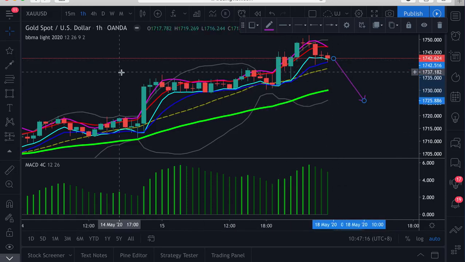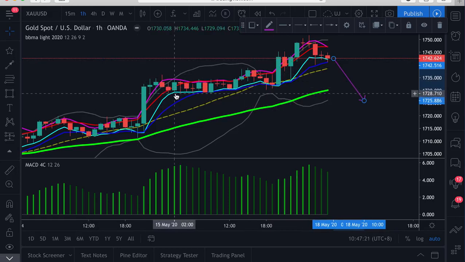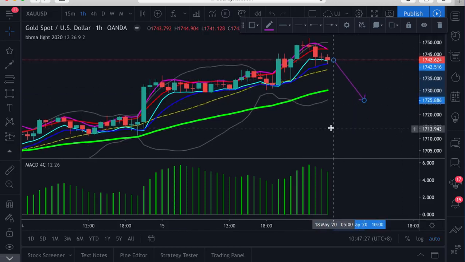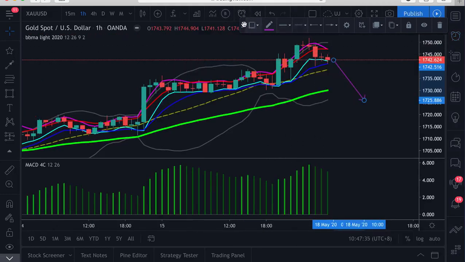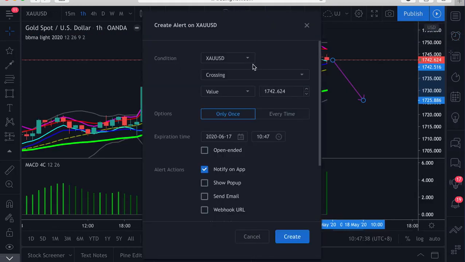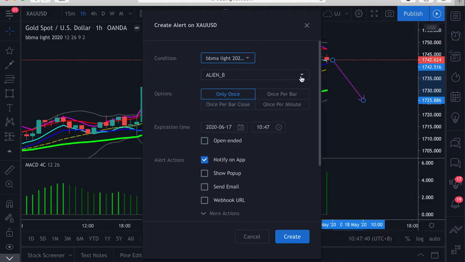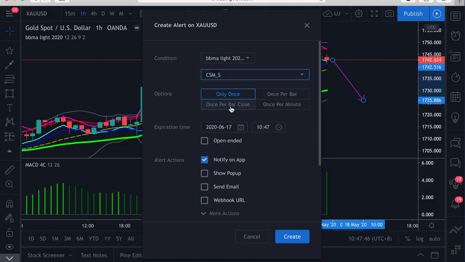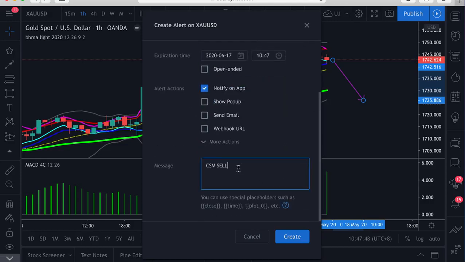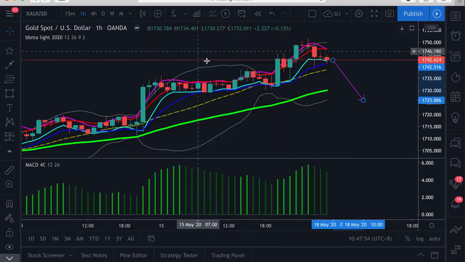Okay, so for gold be careful, the gold is strong because we can see the DXY is weak, so probably this movement will continue to go up, so we have to set an alert for gold. We wouldn't enter the gold as is because probably it's going to go up. CSM sell, okay.